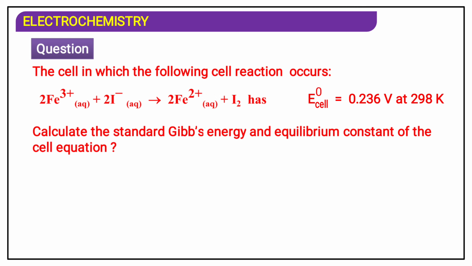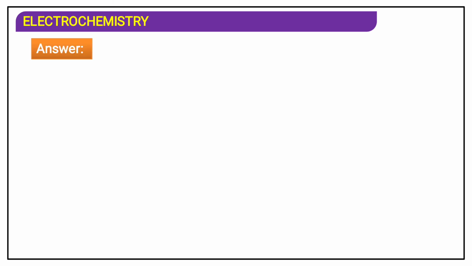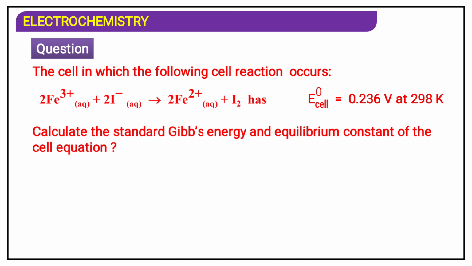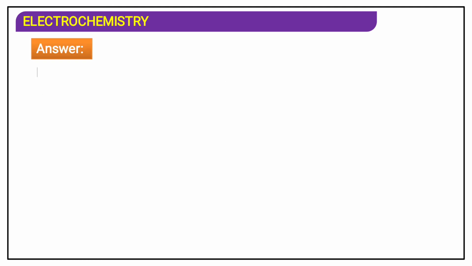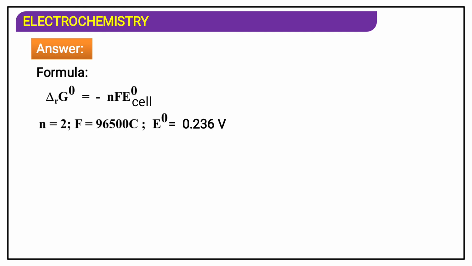This is a very interesting question. You have to calculate both: first the standard Gibbs free energy, followed by the equilibrium constant. Please see the question once again. Try to write it down neatly by pausing. Just pause it, and write the question properly. Let us go to the formula. Delta G naught equals minus nFE naught cell. This is the first calculation.